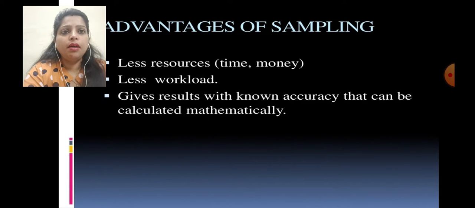Now, what are the advantages of sampling? First, it needs fewer resources. We can save time and we can save money. Then, the workload is also less, and it gives results with known accuracy that can be calculated mathematically.